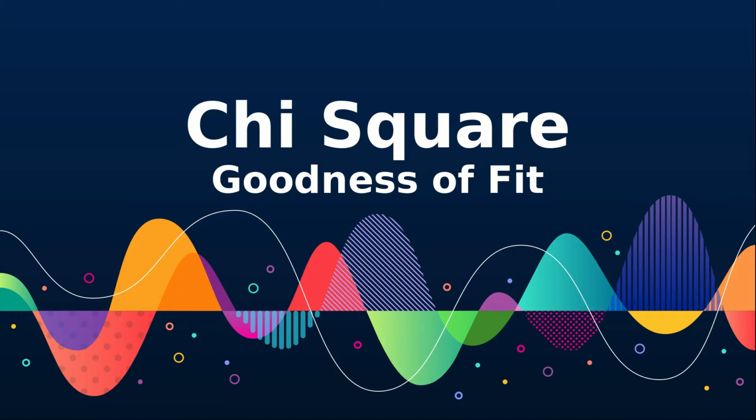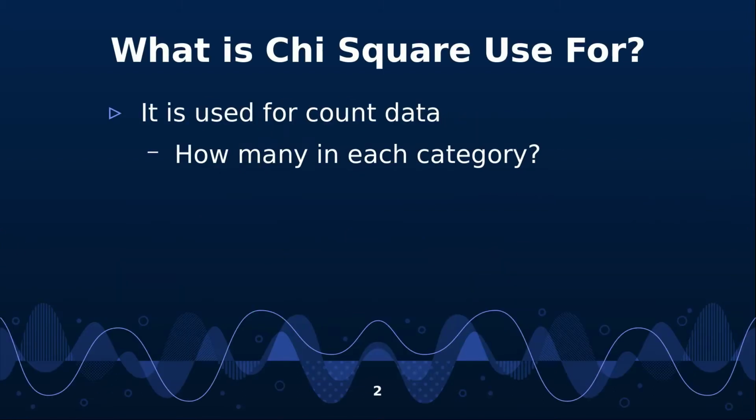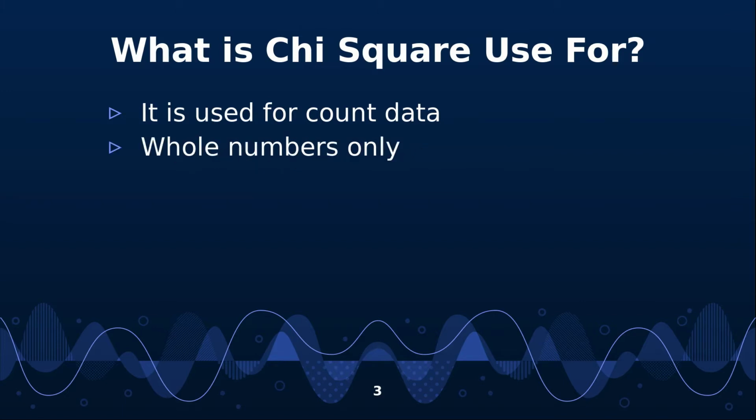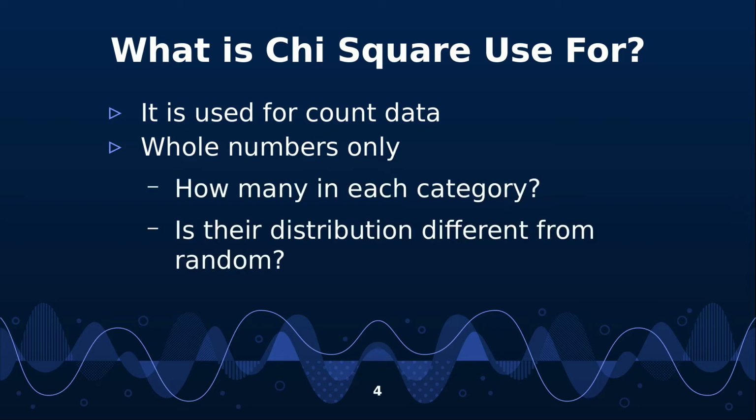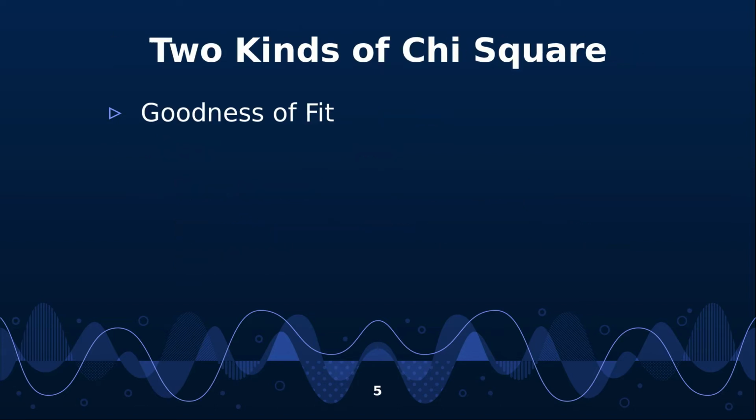In this episode, I want to discuss a chi-square goodness of fit. Well, what is chi-square used for? It's used with count data to look at how many different items are in a particular category. And as a result, it's used with whole numbers only. In other words, if you're counting marbles into different boxes, you can't say there are 1.5 marbles in a particular box. And the question it asks is: is the distribution of the items in the categories different from random?